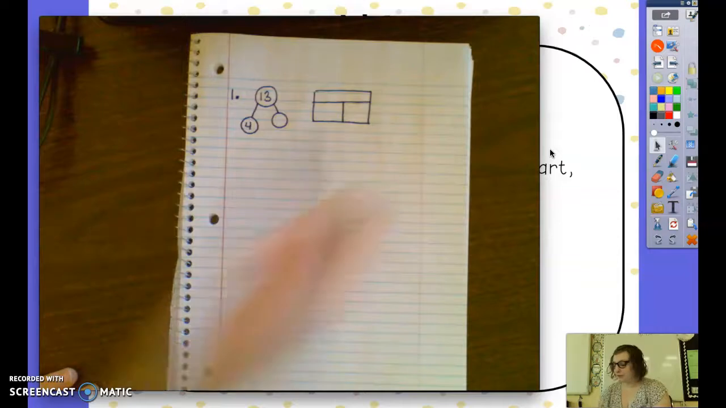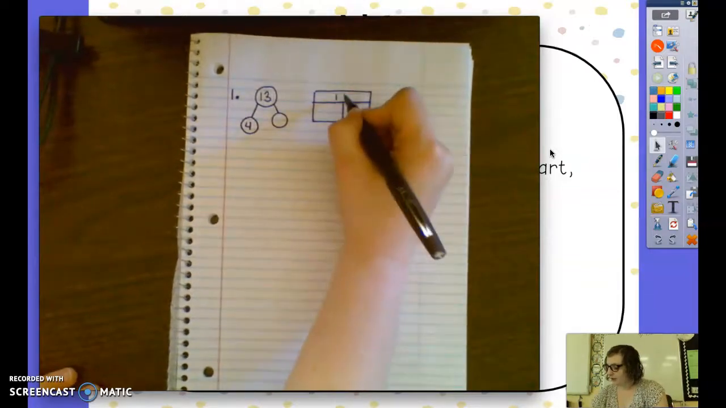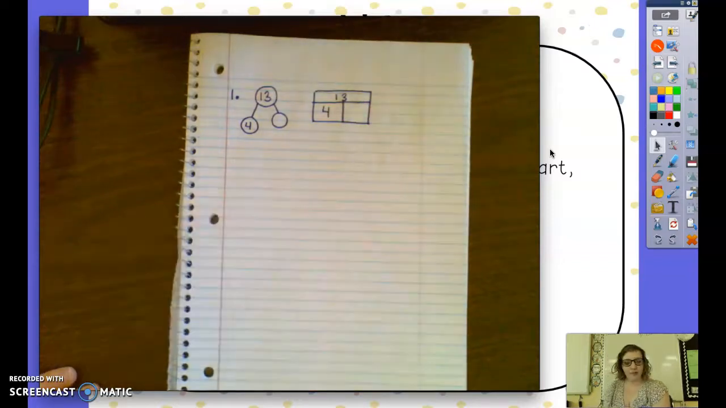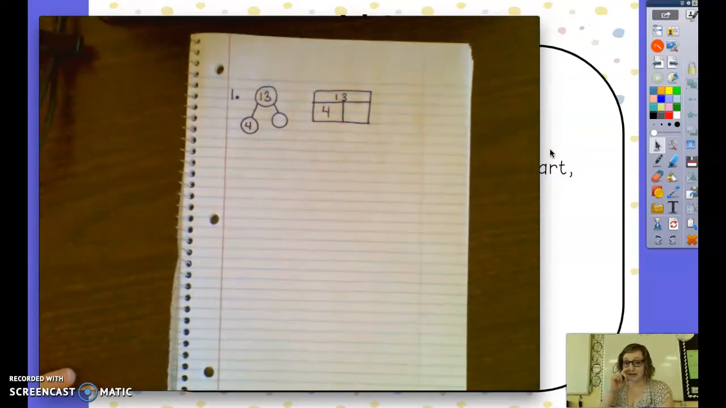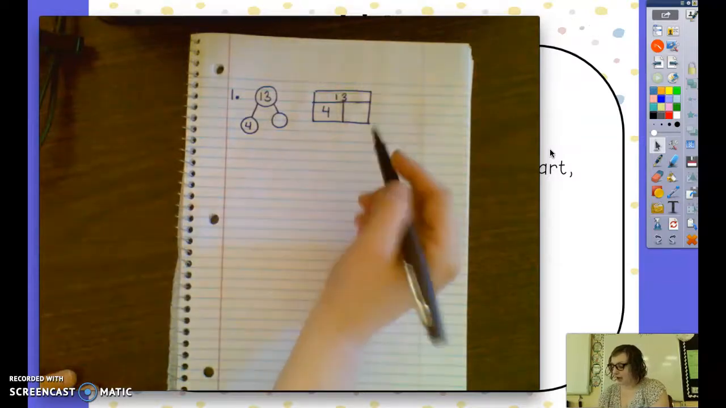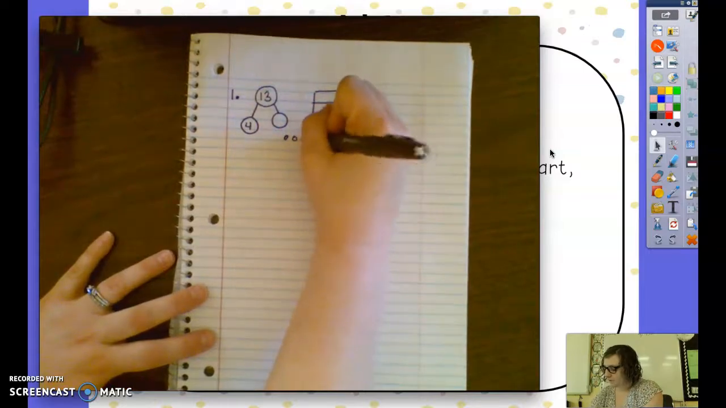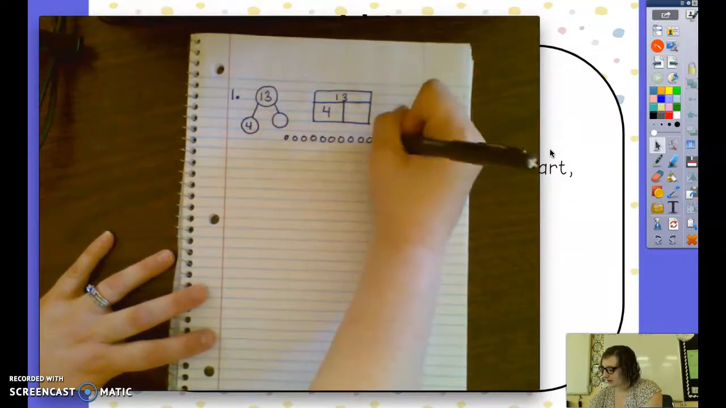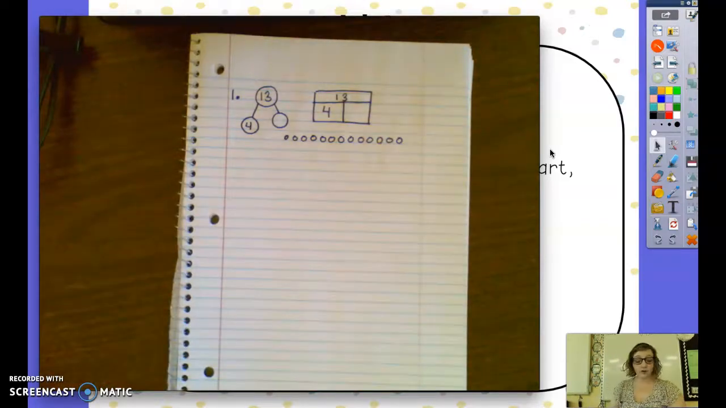Now, remember, the Big Daddy number is my whole. All right, so my Big Daddy number is 13. I know one of my baby numbers is 4, so I need to solve how many more it's going to take me to get to 13. So a way I could do this is by drawing it out. I'm going to draw out 13. 1, 2, 3, 4, 5, 6, 7, 8, 9, 10, 11, 12, 13. Now that's my whole number there.